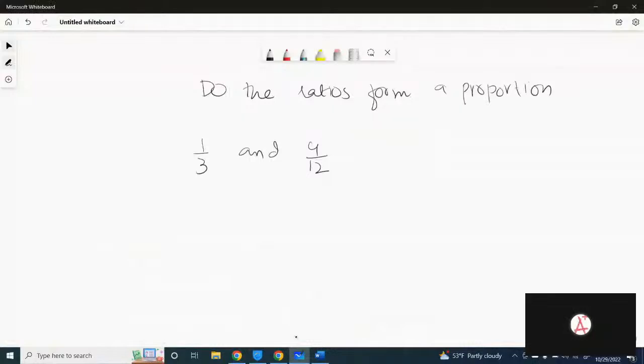So here you have 1 by 3 and here you have 4 over 12. Let's make this denominator equal to 12. Got it? This is the greater denominator. Use it as a common denominator and make this denominator 12. 3 times what number makes 12? 3 times 4 makes 12, isn't it? So let's multiply it by 4. And 4 times 1 is 4 and 3 times 4 is 12.